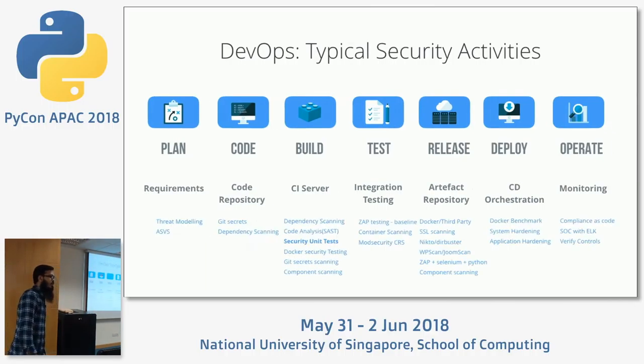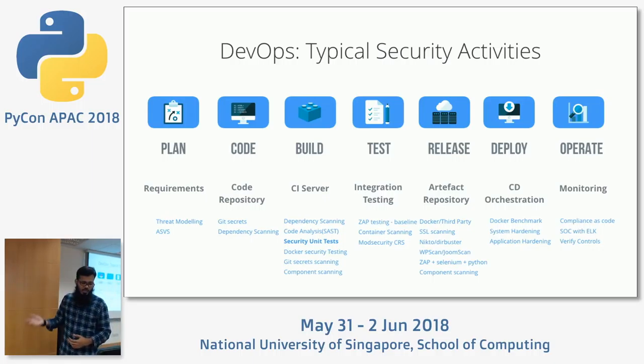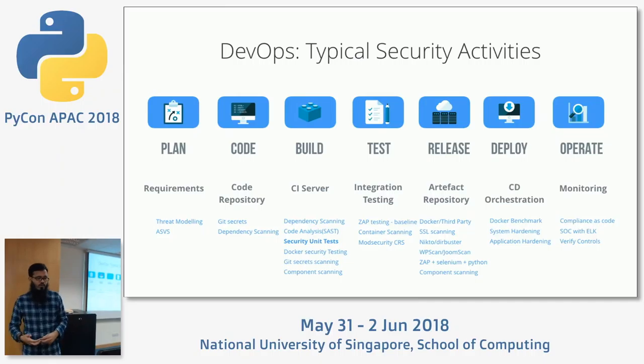So if you look at this slide, you can see that in code, we can make sure that we are not pushing secrets to our version control system like GitHub or Bitbucket, correct? And then we can also scan for dependencies, meaning if you are using third-party vulnerable components. So you can scan for that. In the build process, you can do security unit testing. You can scan Docker for vulnerabilities if you're using Docker, of course. And then you can also do static analysis or linting, the security part of linting. And then finally, in the test phase, you can also test it dynamically using something called ZapBox.